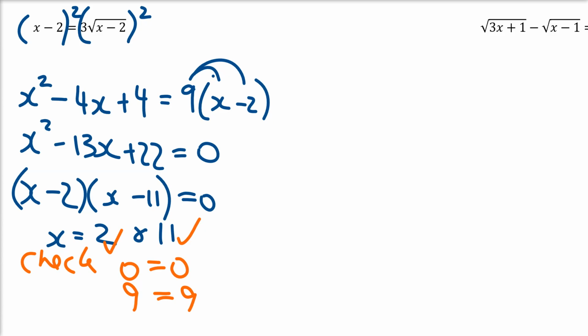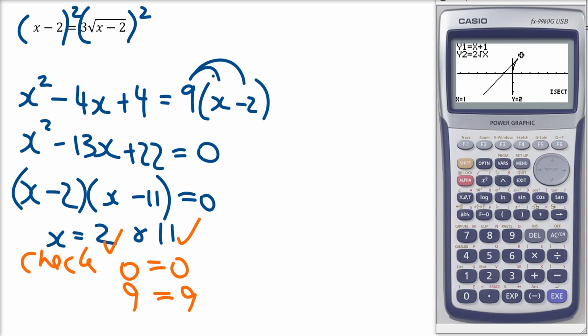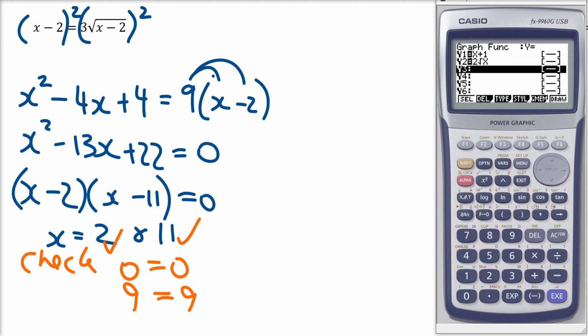And again, if I get my graphics calculator and do exactly the same thing and draw x, that's not x minus 2, I'll just delete that, and 3 root of x minus 2.